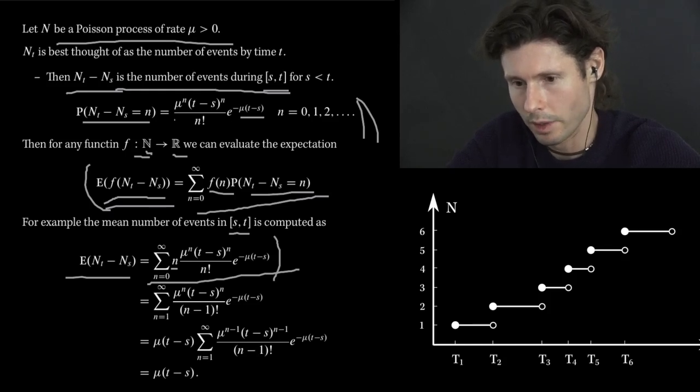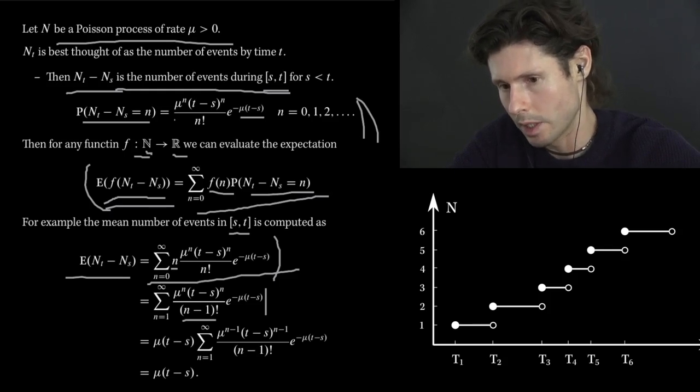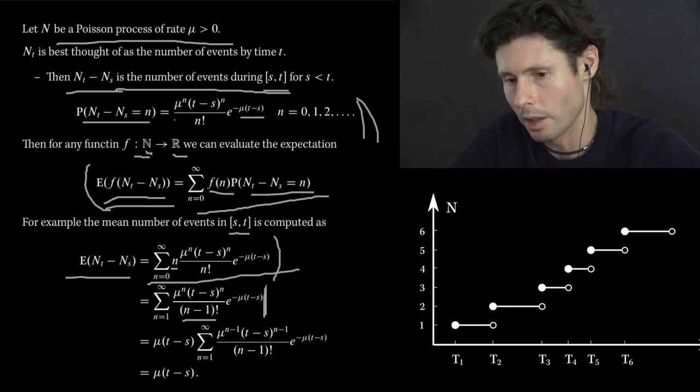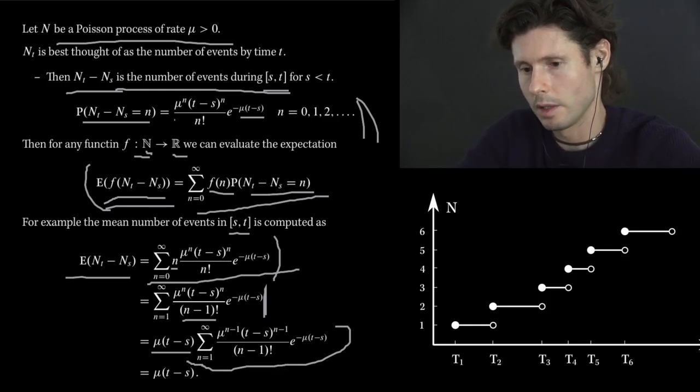And now there's a few tricks. First of all, the n gets canceled, giving you an (n minus 1) factorial. That's simple. And the trick is we have to get to the point where this sum looks like something we know how to compute. So let's take out the rate of the parameter of the distribution, namely mu times (t minus s), and things simplify. And this sum, if you really think about it, is very easy to compute.